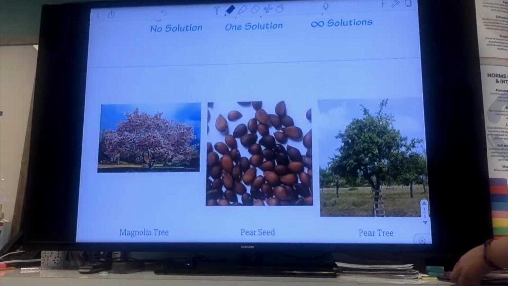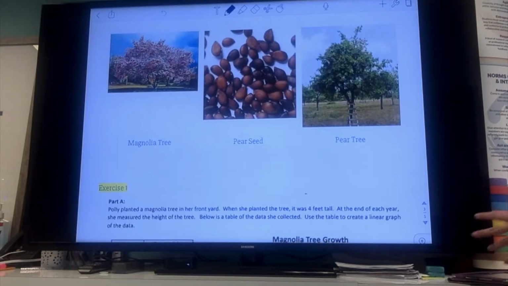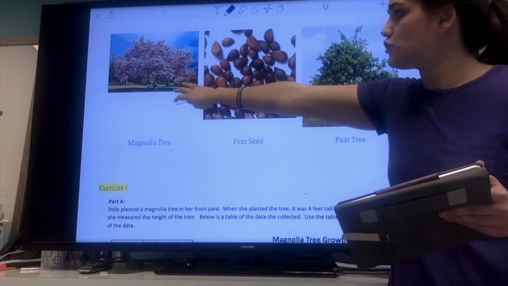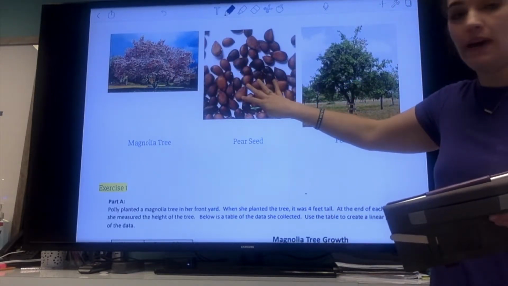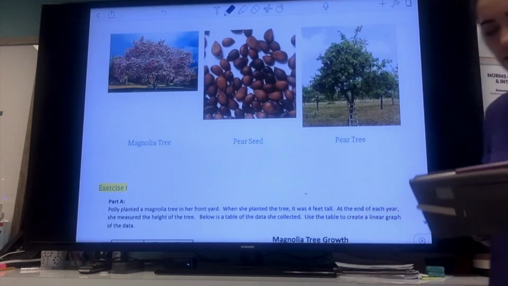Okay, so let's look at this problem. I got some pictures because I didn't know if you were familiar with what these different items would be, but we got a magnolia tree. This is a picture of a pear seed and then a pear tree. And these pictures will make more sense once you read the problem.